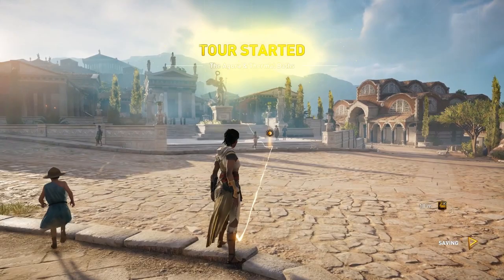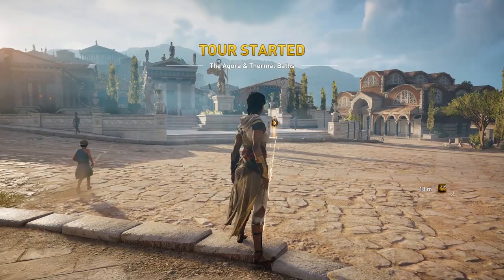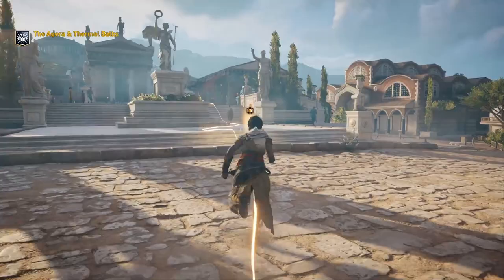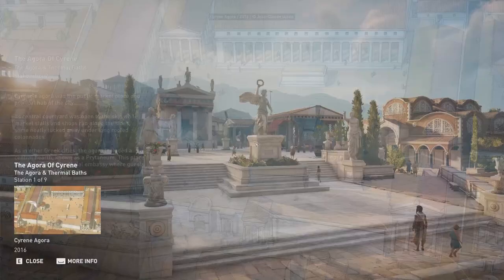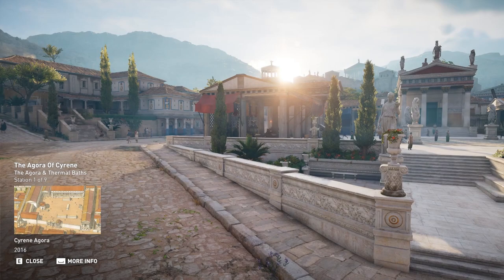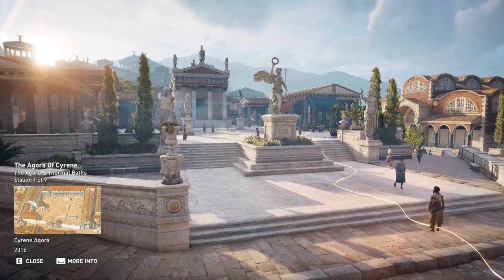Welcome to the Agora and Thermal Baths. Cyrene's Agora was the public marketplace and political hub of the city. Its central courtyard was open to the sky, while market stalls and shops ran along the sides, some neatly tucked away under long roofed colonnades.